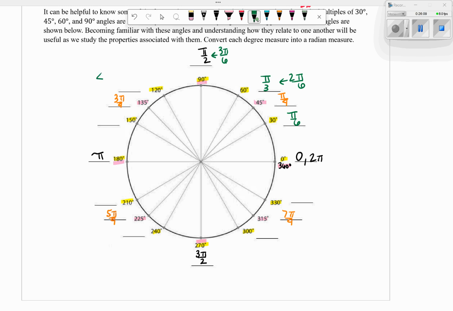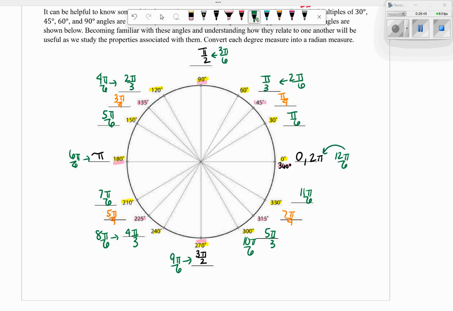Then we have 4 pi over 6, which reduces into 2 pi over 3. 5 pi over 6 doesn't reduce. 6 pi over 6 we know is pi. 7 pi over 6 doesn't reduce. Then we have 8 pi over 6, which becomes 4 pi over 3. 9 pi over 6 is 3 pi over 2. 10 pi over 6 becomes 5 pi over 3. And 11 pi over 6 doesn't reduce. And then all the way around, 12 pi over 6 is, of course, 2 pi.